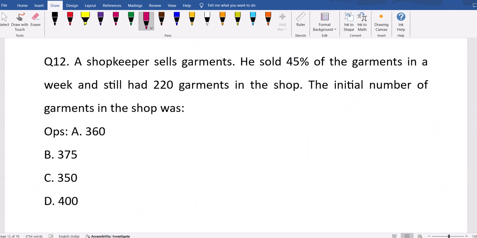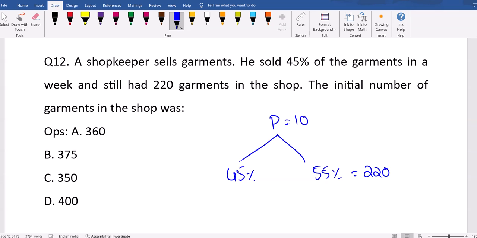He sold 45% of the garments in a week and still had 220. Initially, how many? 45% gone. Available is 55%, that's equal to 220. Initially 100%. So 1% is 4, 100% is 400. So initially the number of garments is 400.